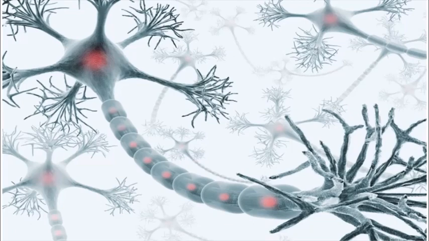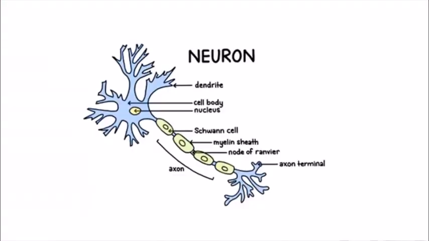Let us now study the nerve cells. The special cells which conduct impulses from one place to another in the body are called neurons. Neurons are the structural and functional unit of our nervous system. The largest cells of the human body are nerve cells, and they can even measure up to a few meters in length.